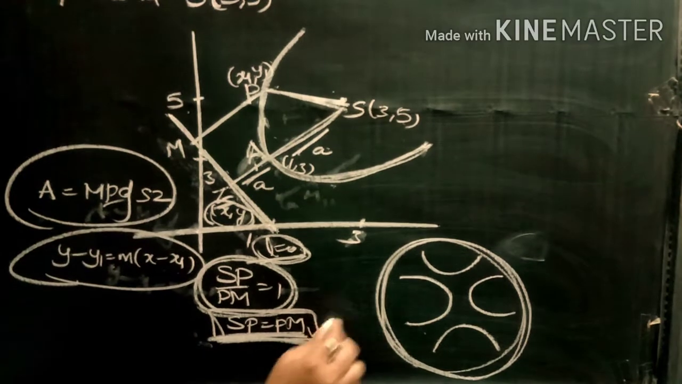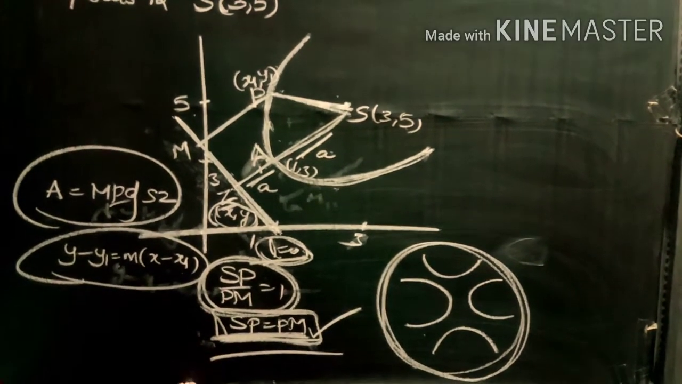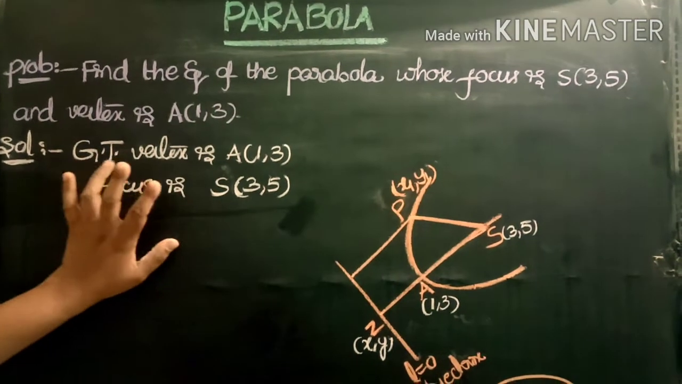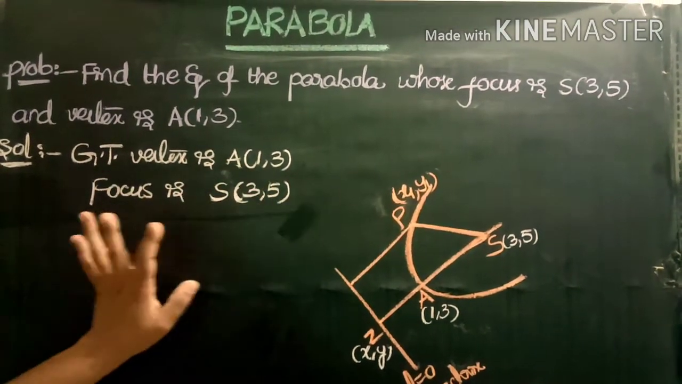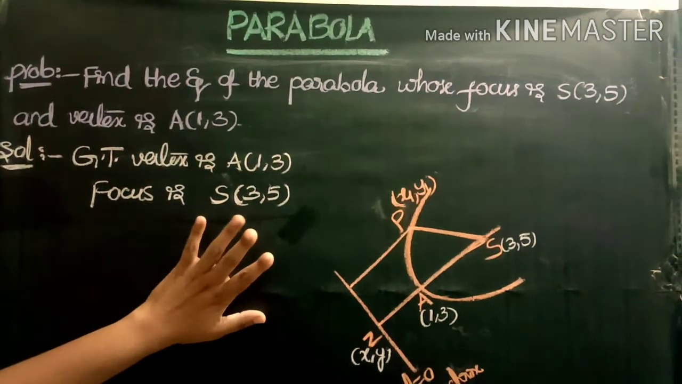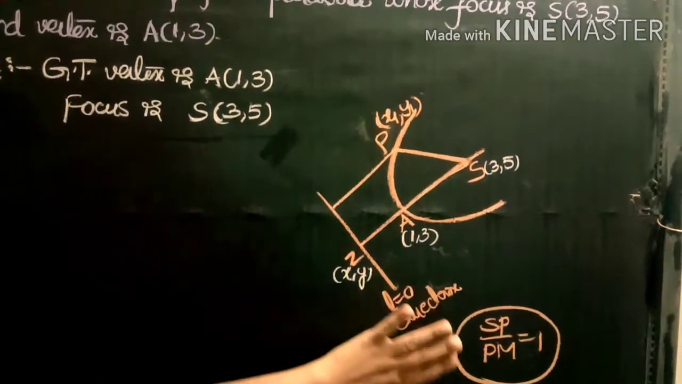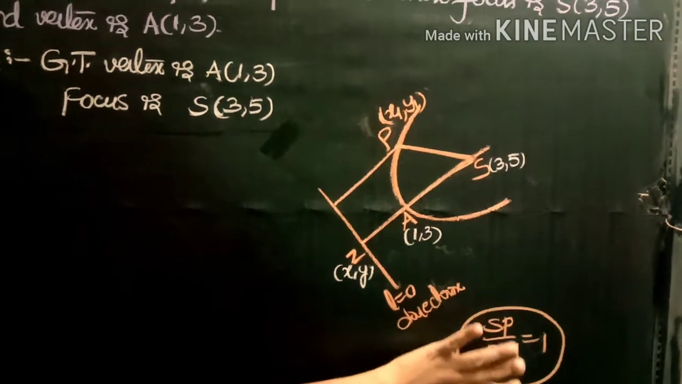After simplifying this equation, we can get the equation of the parabola. That is the procedure. So first we write the given data: given that vertex A is (1, 3) and focus S is (3, 5). In this case we find the equation of the parabola by applying the definition of the parabola, that is SP by PM is equal to 1.